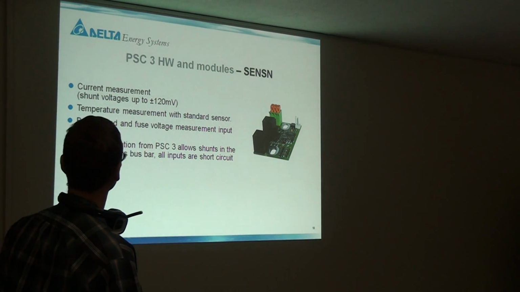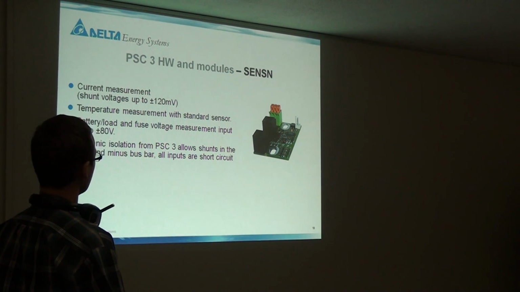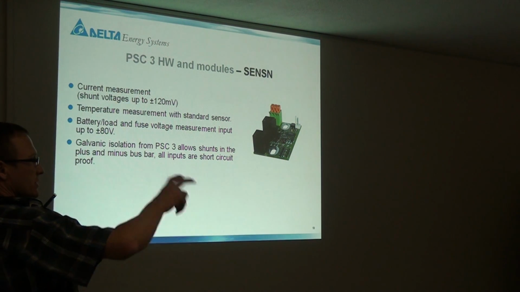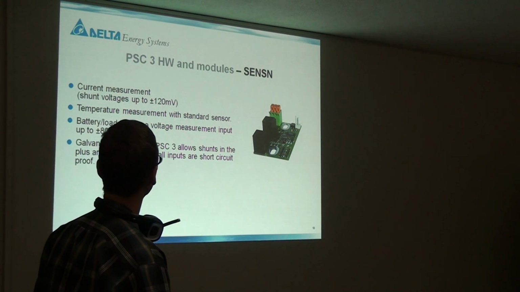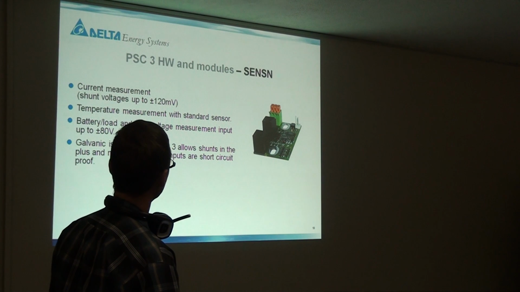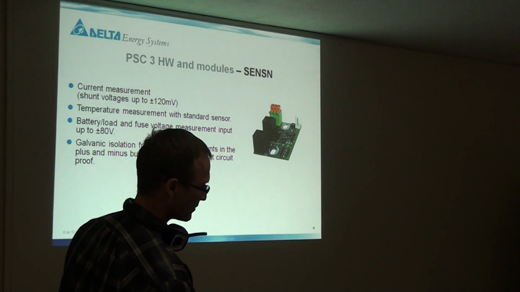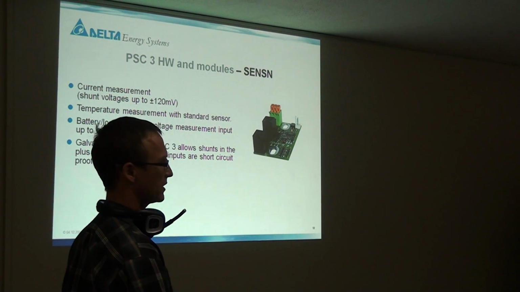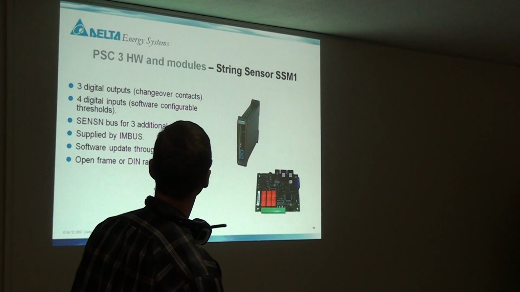Okay, so battery low voltages. There's galvanic isolation that allows the shunts to be measured in a positive as well as a negative system, so you can have positive ground and negative ground. And the temperature measurement is standard with it. We go up to 120 millivolt shunts. So it's standard for 30 millivolts, 50 millivolts, 60 millivolts, and 120 millivolts.